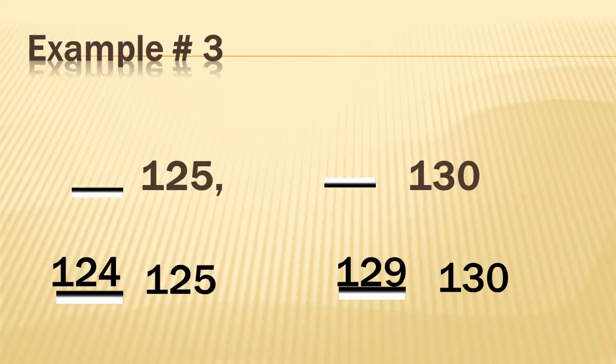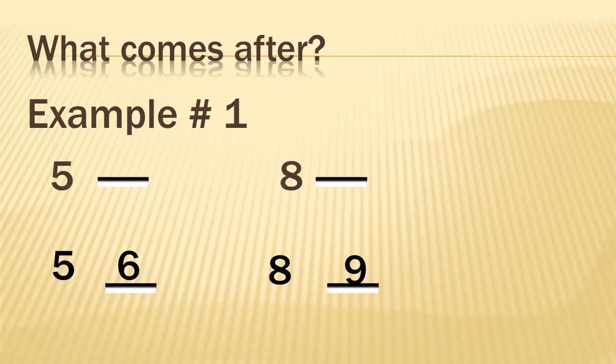In these numbers, we will write what number comes after the number. Here we have some numbers in which what comes after 5 and what comes after 8. What comes after 5? See the number line? Yes, 6. 6 comes after 5. What comes after 8? See the number line? Yes, 9. 9 comes after 8.